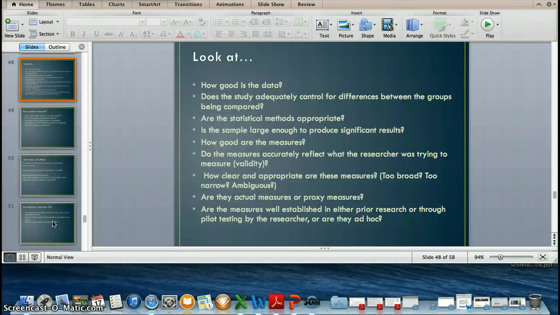How good are the measures? Do the measures accurately reflect what the researcher was trying to measure? Again, validity, internally and externally. How clear and appropriate are these measures? Are they too broad? Are they too narrow? Are they actual measures or are they proxy measures? And are their measures well established in either prior research or through pilot testing by the researcher? Or are they ad hoc?